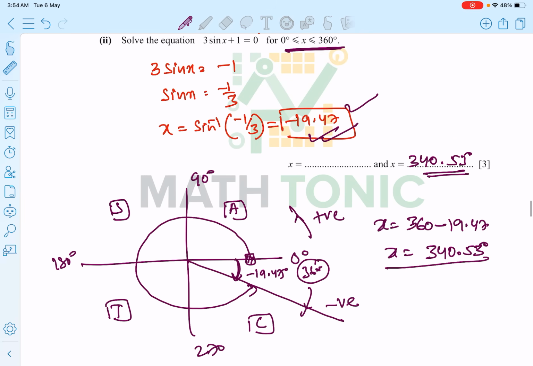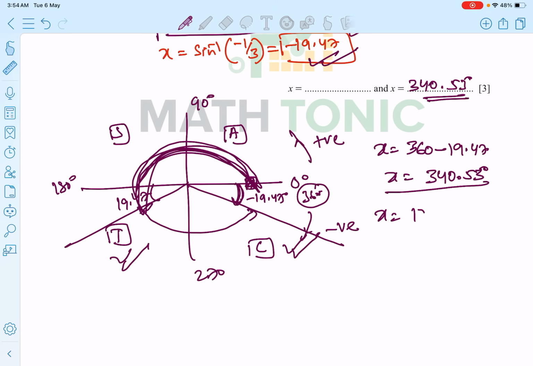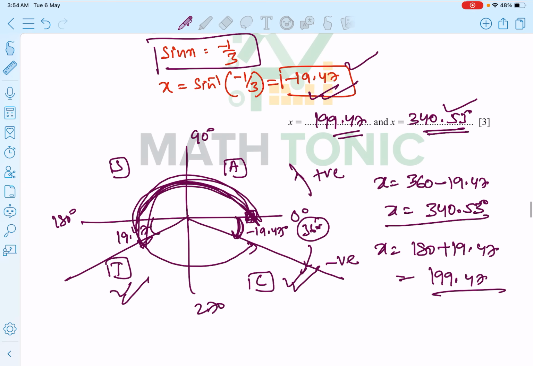Now if you see here, sine angle is negative. So sine is negative in which quadrants? Fourth quadrant and third quadrant, right? Please reflect the image. If this is 19.47, this one is also 19.47, right? Now you are here at this place. How to reach up to this place? So the second angle should be 180 plus 19.47, that equals 199.47. So two angles we got, 199.47 and 340.53. Did you get it, everyone, clearly?